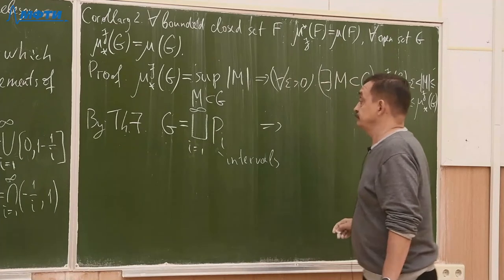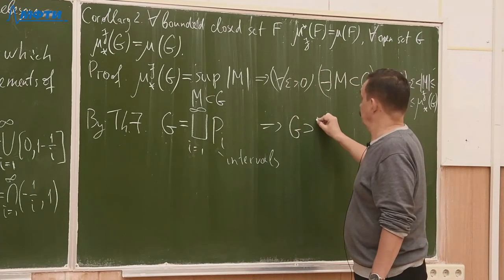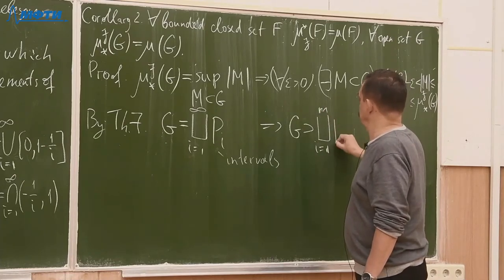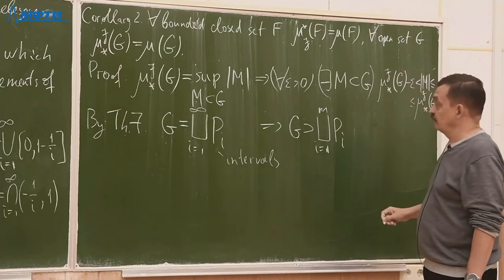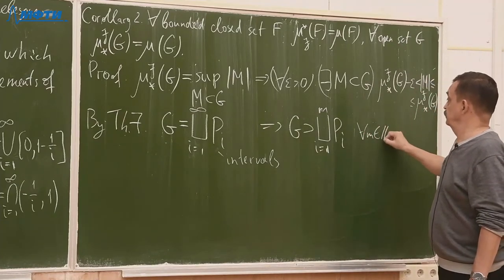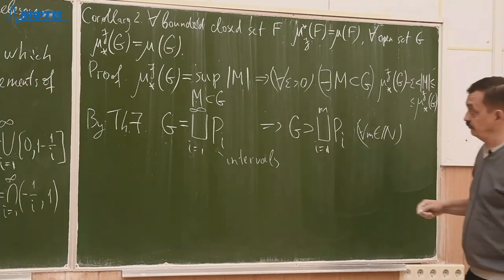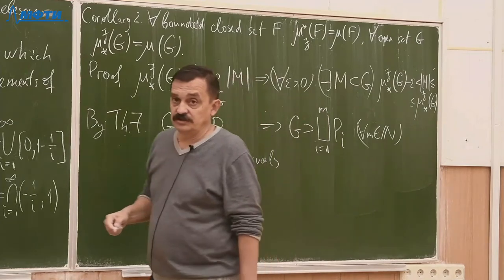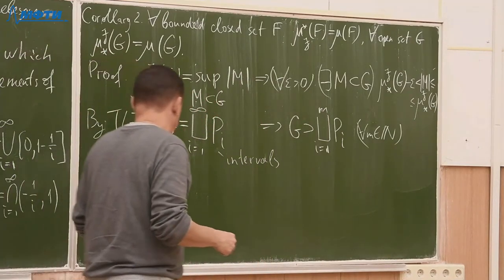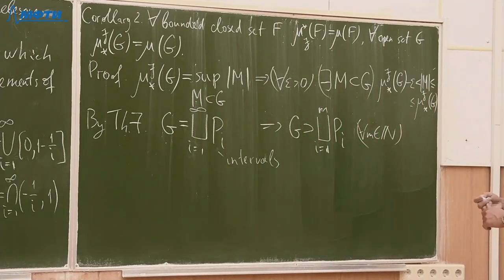Hence, what we obtain? G contains the union of Pi for all natural M. Right? Because G coincides with the union of all those intervals. So G contains the union for all M.